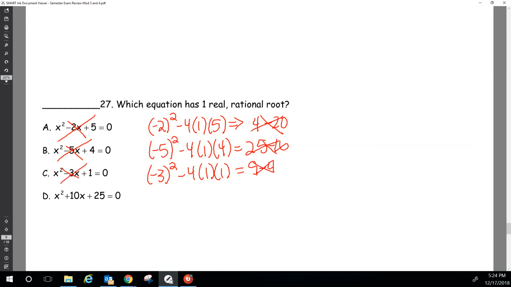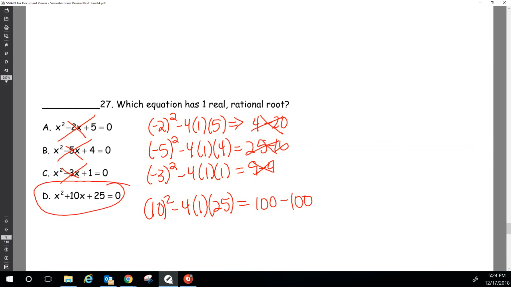So God willing, it's D. Let's try that one. 10 squared minus 4 times 1 times 25. Winner, winner, chicken dinner, right? 10 times 10 is 100. Minus 4 quarters is 100 or $1, and that's equal to 0. So the answer for 27 is D.